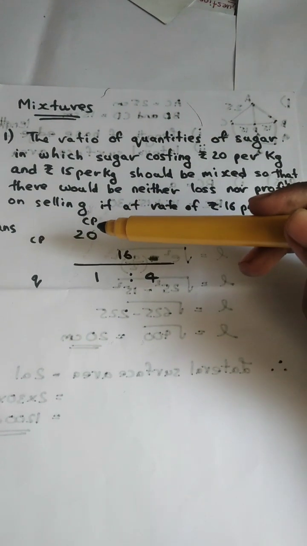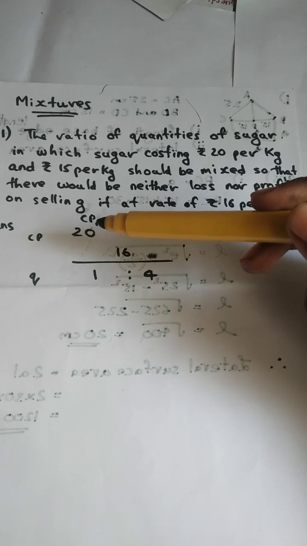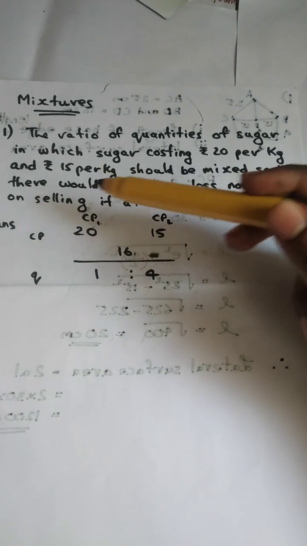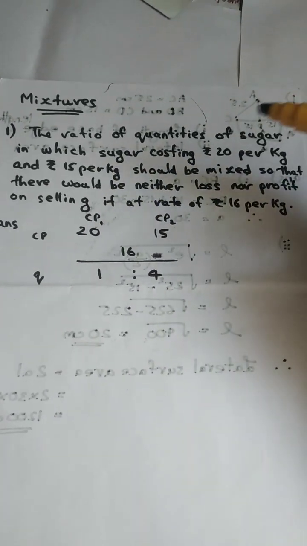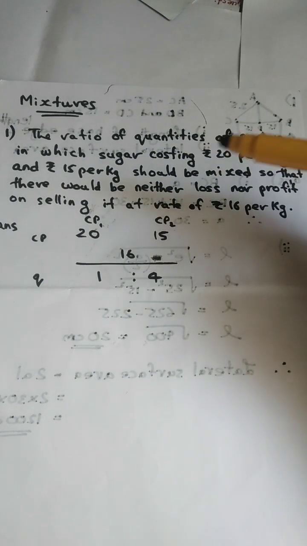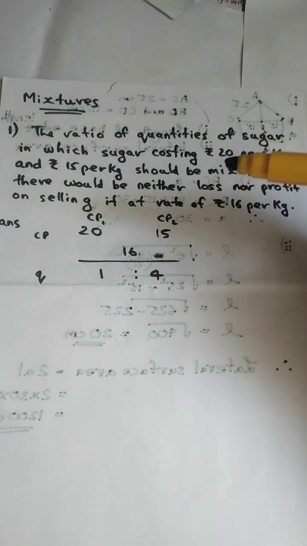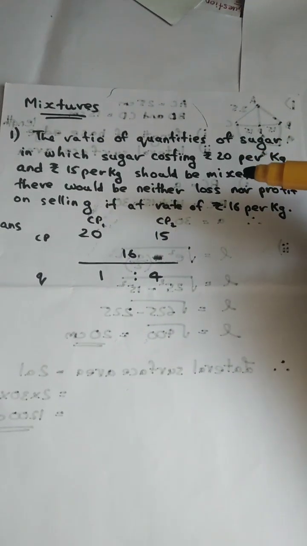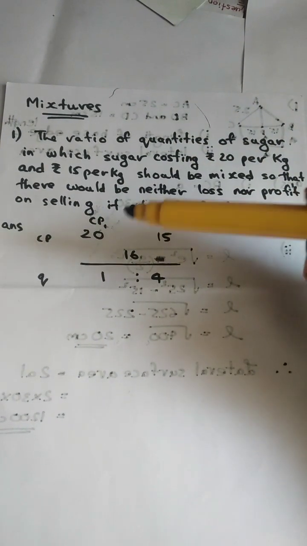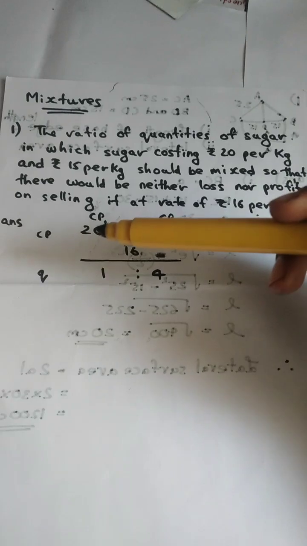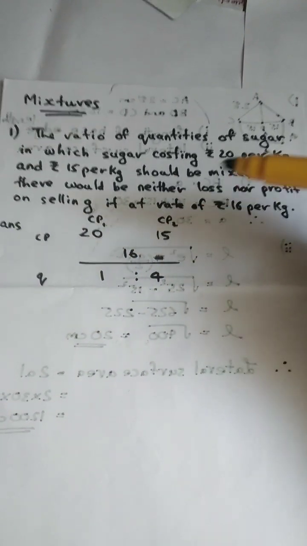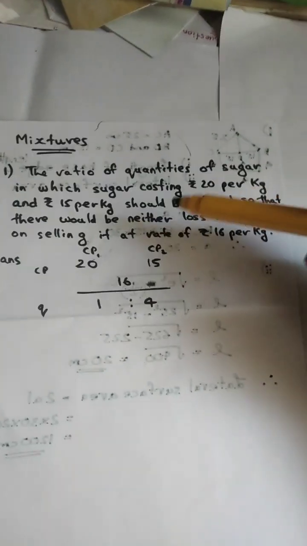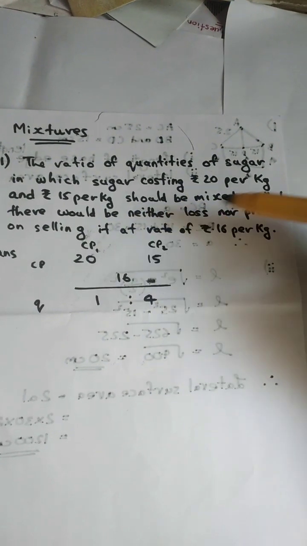So the first price would be 20 and the next price 15 should be mixed so that there would be neither loss nor profit on selling it at rupees 16. So you are using cost price here, so you want to write all the values here in cost price, not the selling price. But here you can see that there is neither loss nor profit.